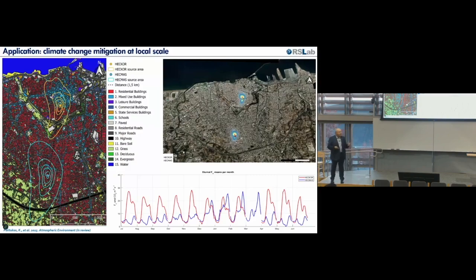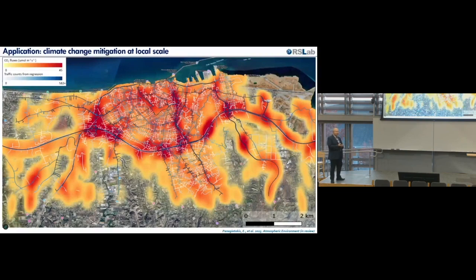And we can use this information to model. And this is a model for the CO2 emissions we have made for Heraklion. My colleague Manuelis Panagiotakis worked on this, and a paper was just submitted on this modeling to Atmospheric Environment. And we are able to report this for Heraklion, but also for other European cities.